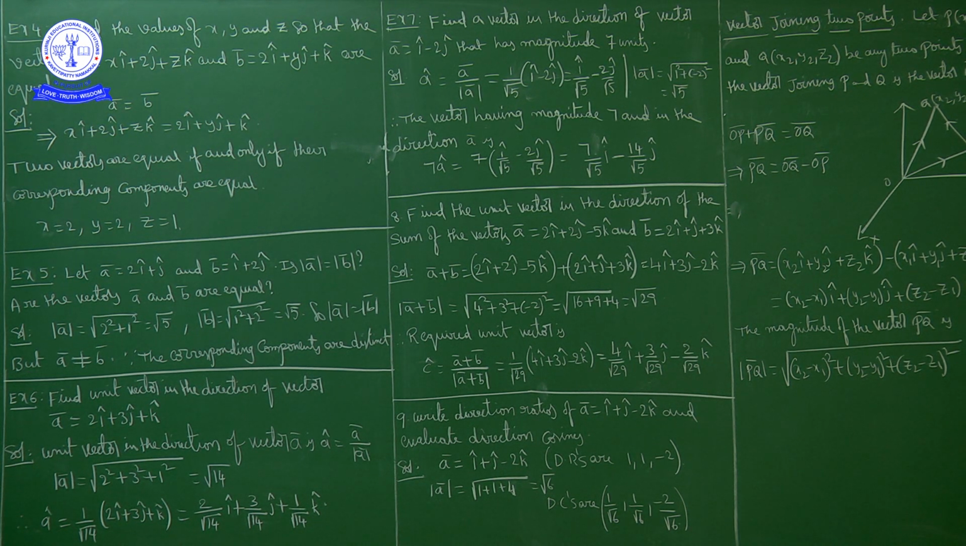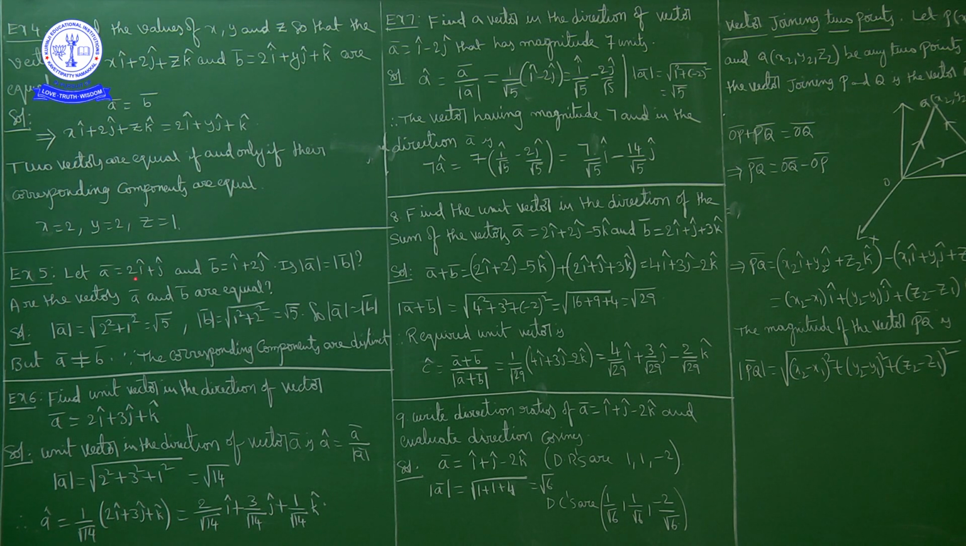Magnitude of a bar is what? Magnitude of a bar is square root of i component square plus j component square. That is square root of 2 square plus 1 square, that is square root of 5. So magnitude of a bar is root 5.